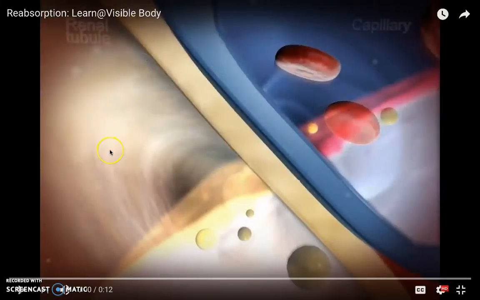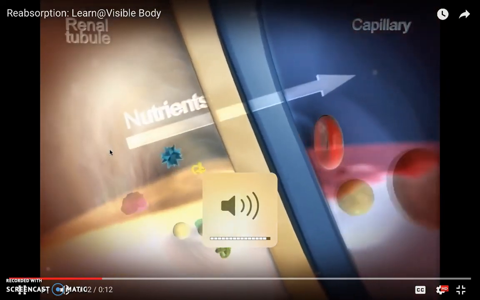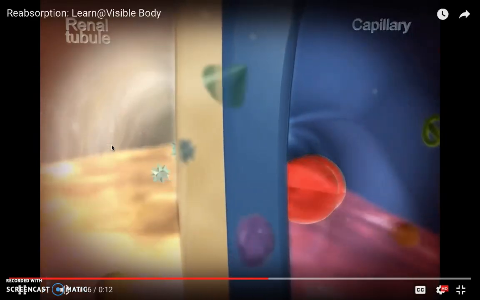So here we can see this in action. Nutrients pass through the renal tubule back into the capillaries. Here the body reabsorbs what it needs and creates urine.